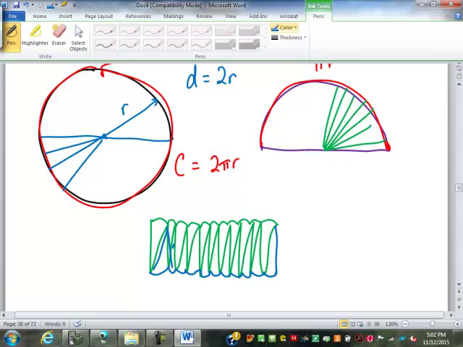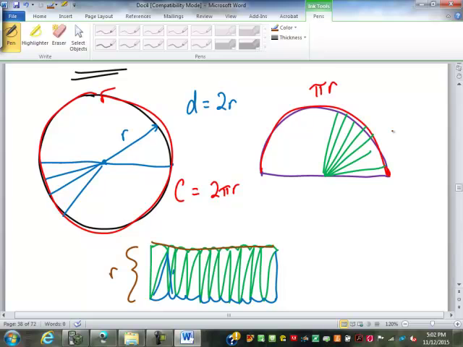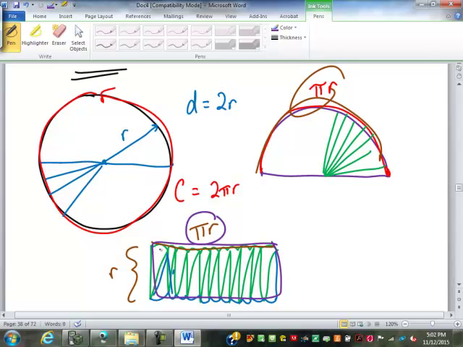You get the picture. Well, this distance here is the radius of the circle, right? This distance here, if I cut these thin enough, is just this distance around that half circle, pi times r. That is essentially a rectangle that is a length of pi r and a width of r. The area is pi r squared.